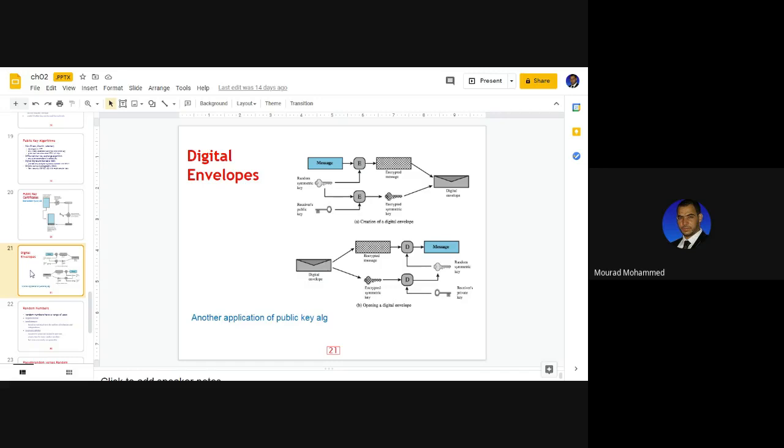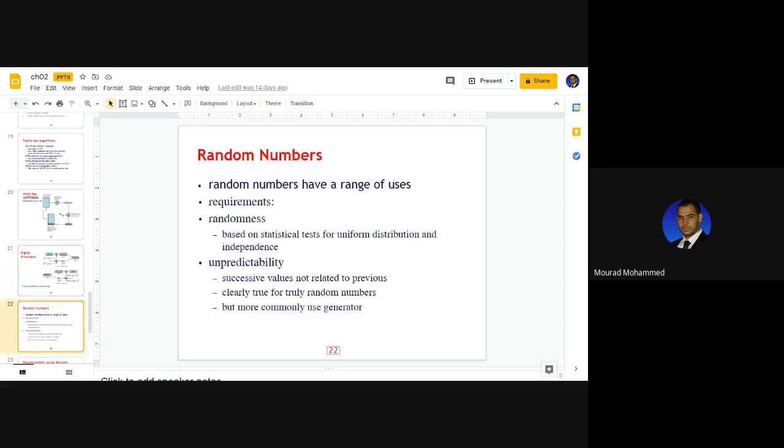This is an adoption, an application, of asymmetric cryptography.